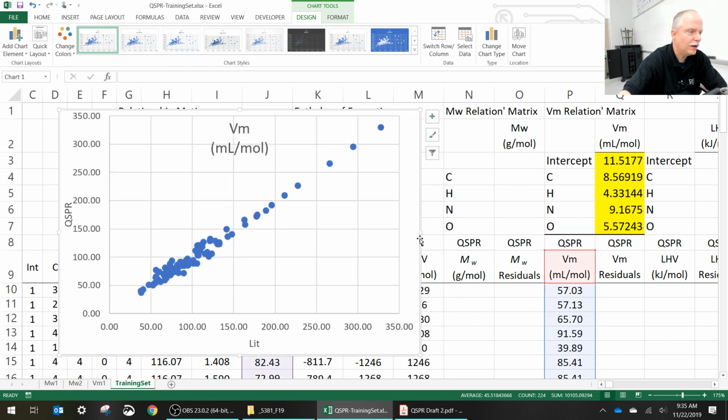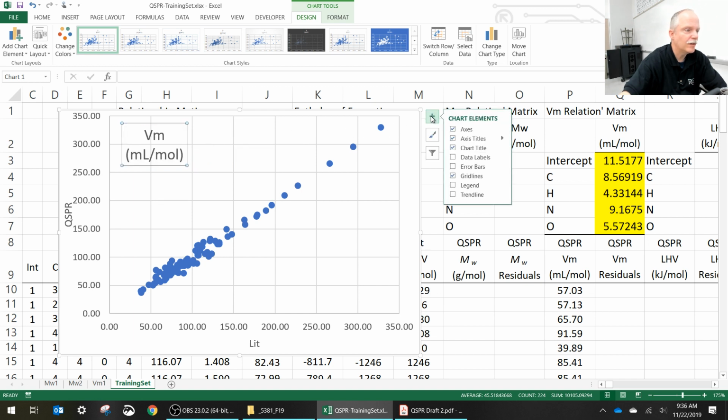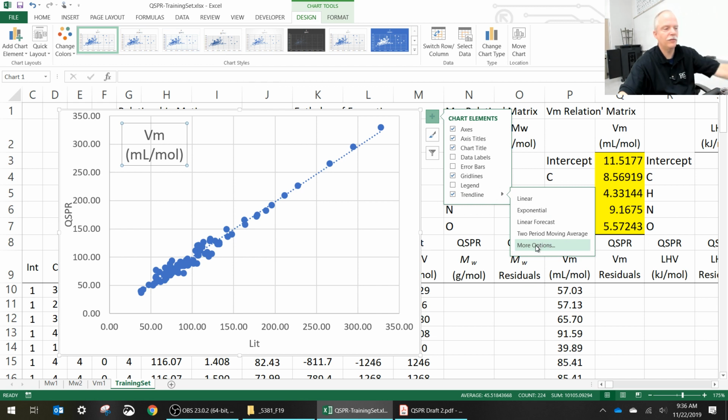So we did pretty well. I mean, there's some noise in there, but still, you know. Yeah, it's like 0.97 r squared. So let's go ahead and put a trend line on this. Add trend line. And then I'm going to use the little arrow here to get more options on my trend line. Okay, everybody follow along here.